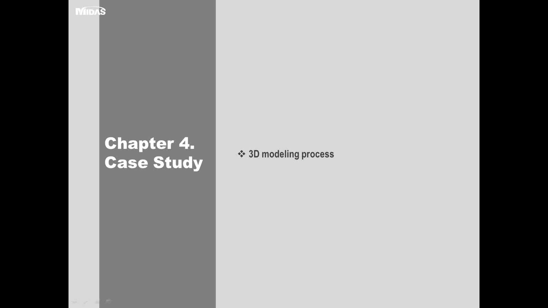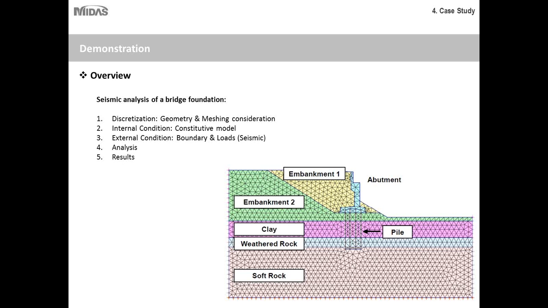So now we'll move into the final part of this session, which is the case study, and here we'll be talking about the modeling process. So you can see that this is a 2D model of a bridge embankment, and we have different types of soil strata here. And we have the embankment with the pile members.